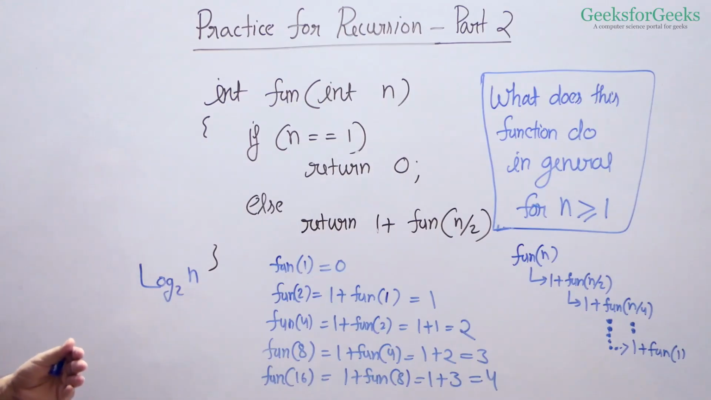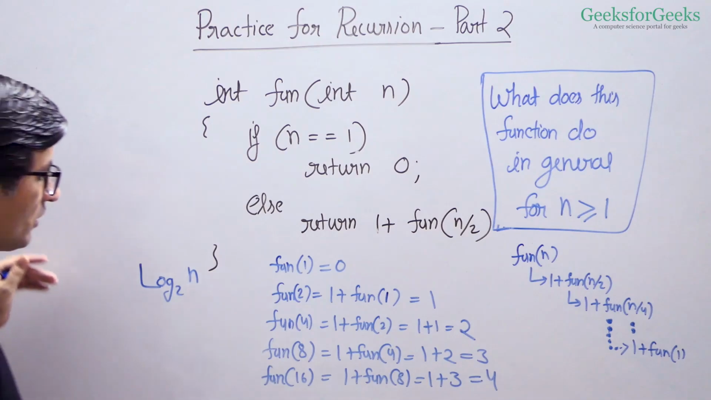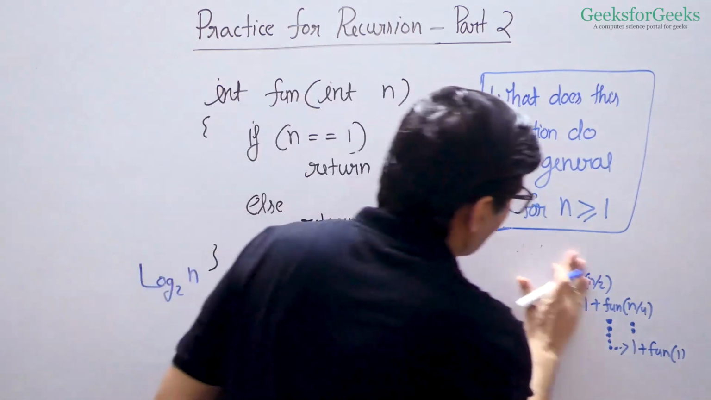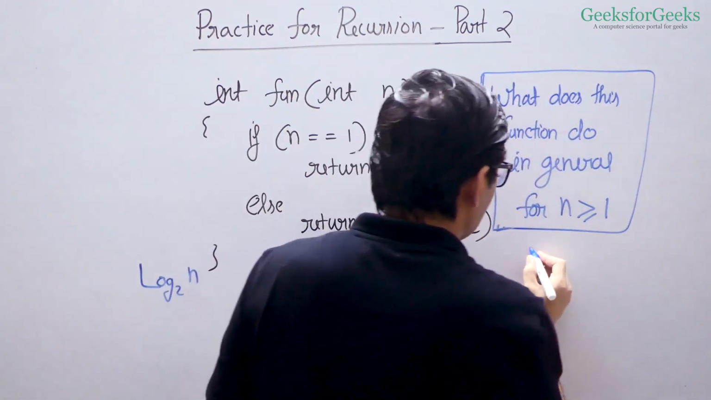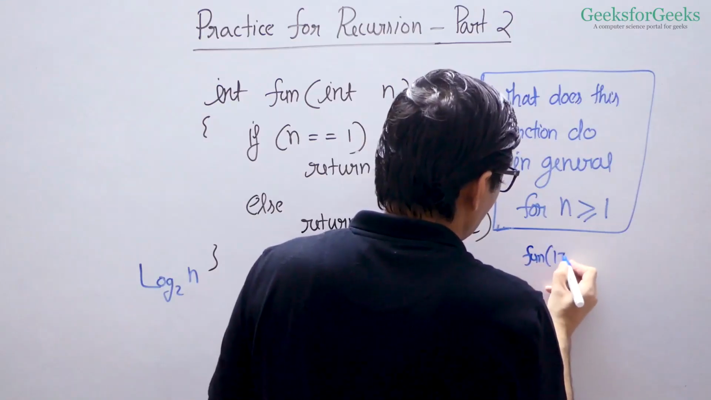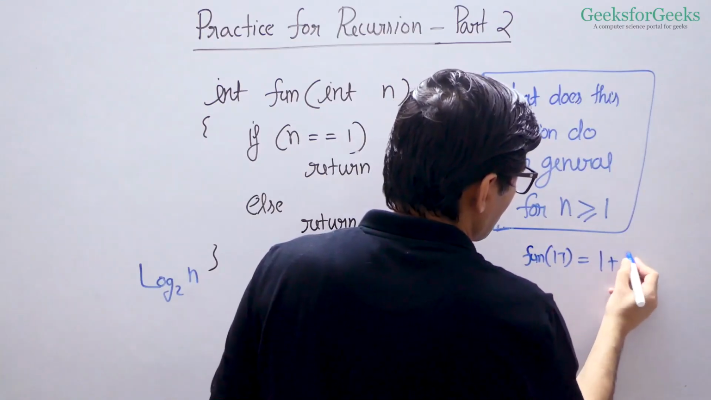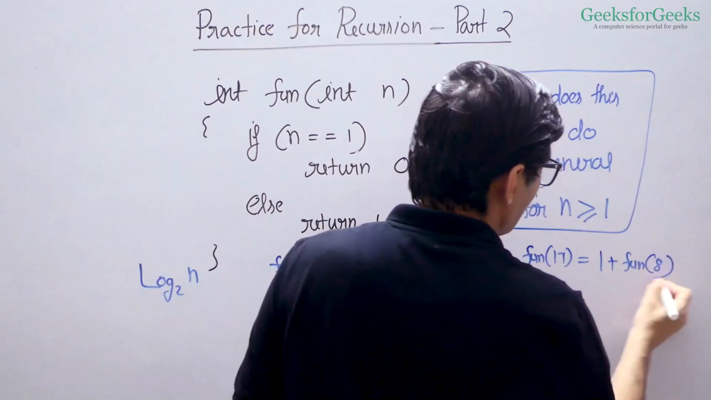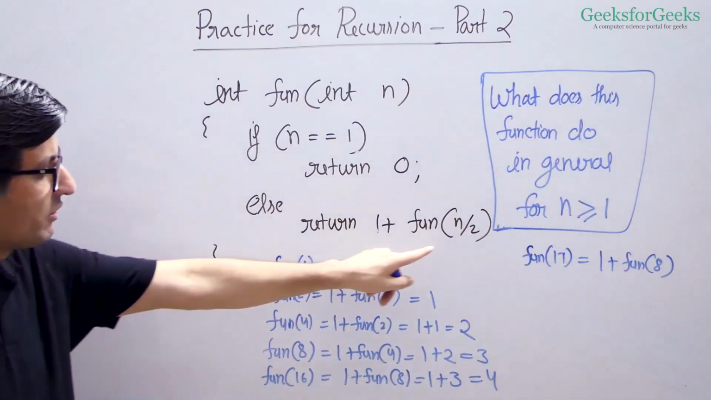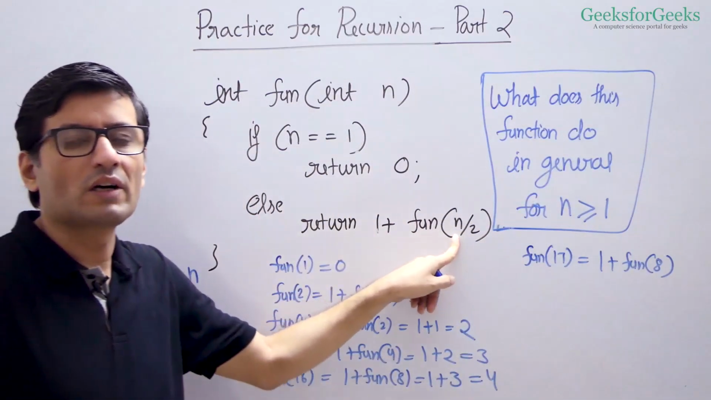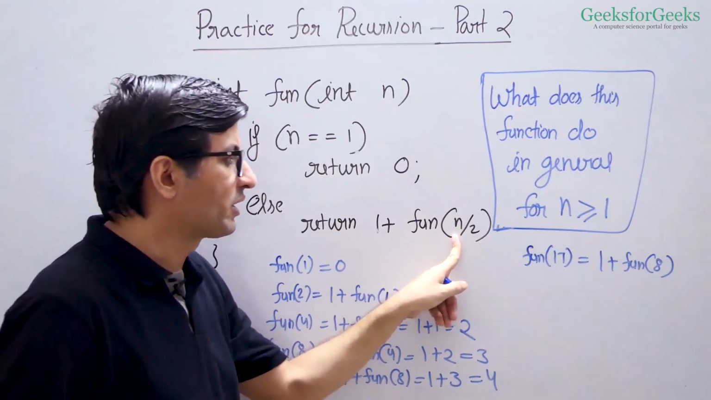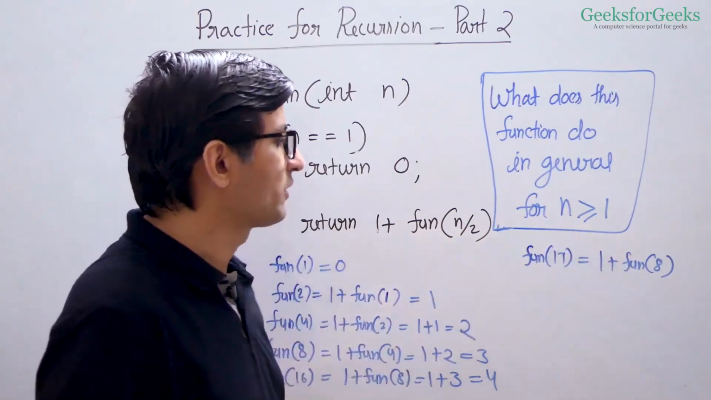What about the cases when n is not a power of 2? Let's see what will happen when you call it for fun17. So fun17 will be doing 1 plus fun8 only, because it's an integer division. It's going to avoid the remainder, whatever remainder you get, and it's going to do simple 1 plus fun8.